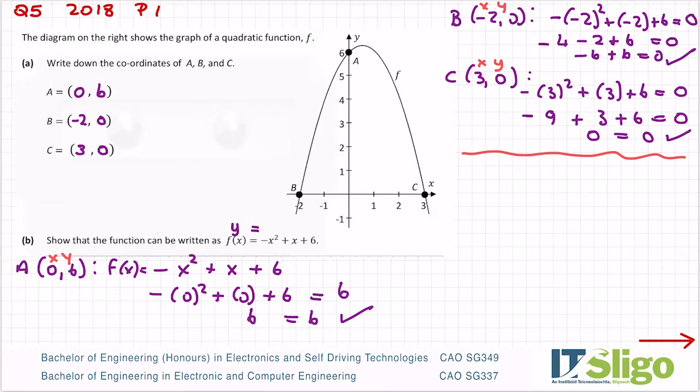Okay, so what do I mean by the roots? Well, the roots are where it crosses the x-axis. So for this one, x is equal to minus 2, and the other root, x is equal to 3. Okay, now write those as factors.